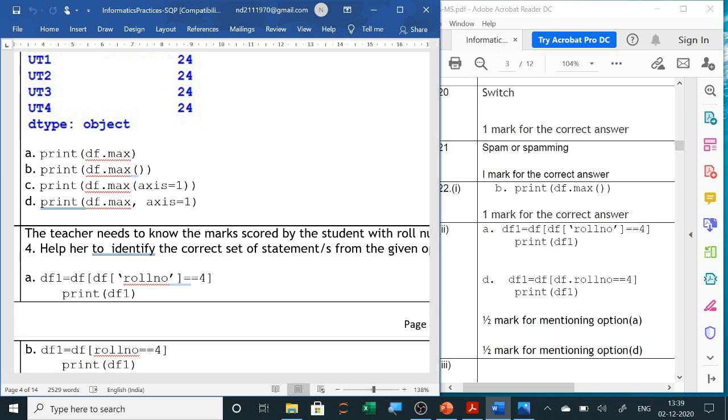Always the functions contain parentheses. So here you can see the data frame name is DF. So print df.max, then the parentheses or round brackets should be there. So it is of 1 mark.